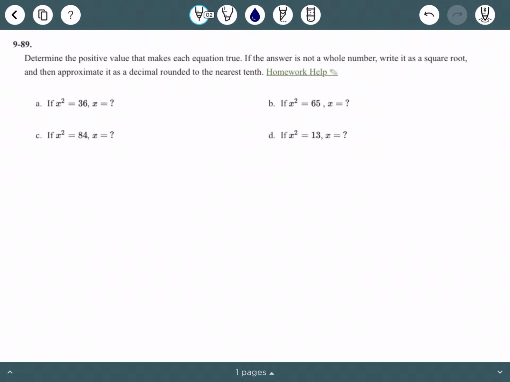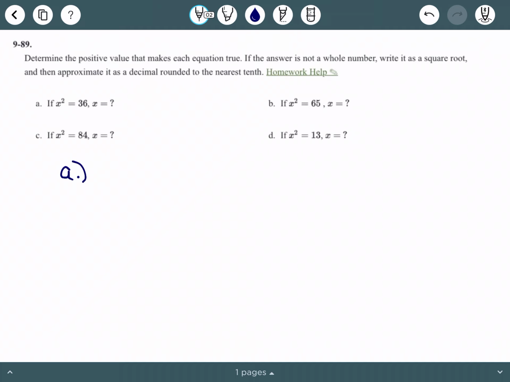Looks like we still have some more square root work here and perfect squares that we're working with. Determine the positive value that makes each equation true. If the answer is not a whole number, write it as a square root, and then approximate it as a decimal rounded to the nearest tenth. All right, so part A.